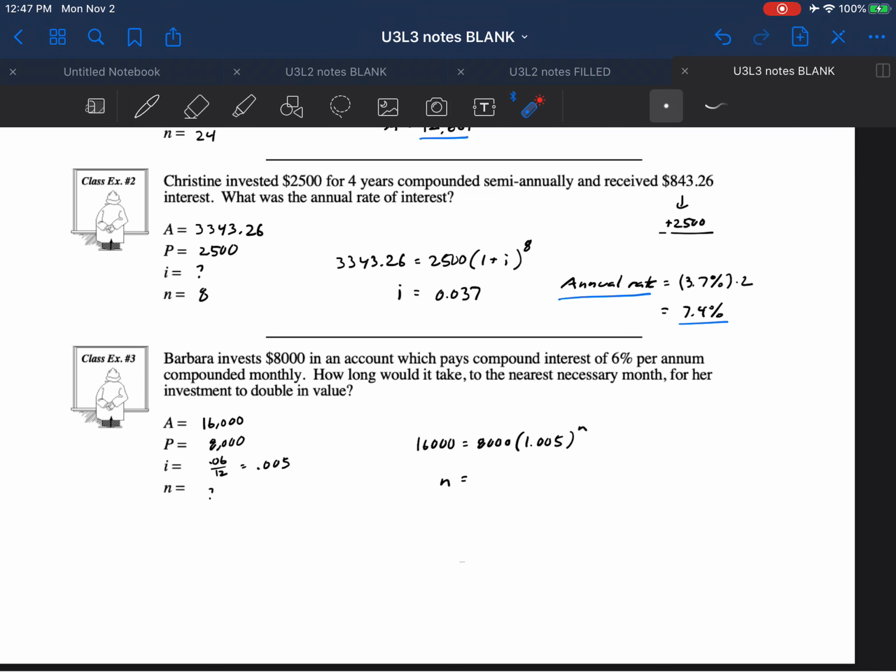So, wow, this is going to be 138.98 months. How long will it take? Okay, so basically it's going to take 139 months, right? Because it doesn't happen on the 138th month. After 139 months, it'll be a little bit bigger than 16,000 because we know the exact answer is this. So it'll be that 139th month.